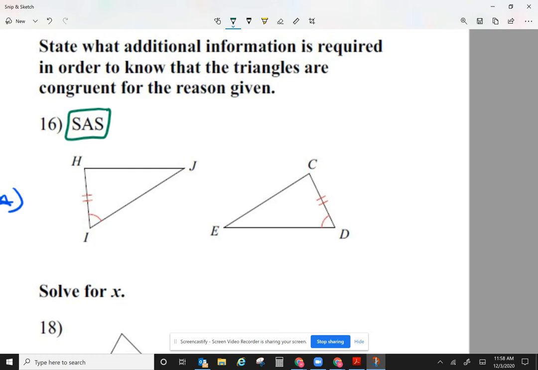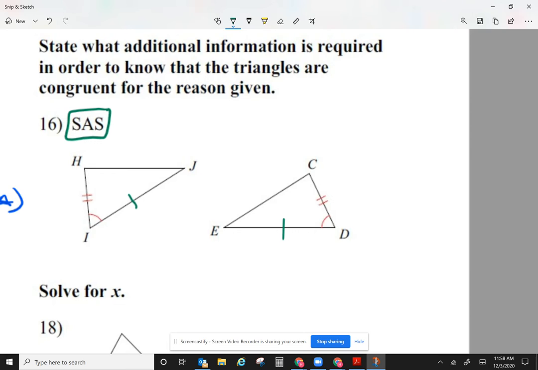If there's a side used by both triangles, just mark it. You don't need that one. That's already given. If the angles make an X, just mark it. That one's given. Now, in this case, remember, I need two sides and the angle in between. From the triangle on the left, the side that I'm missing is this side, right? That's what will make it side, angle, side. Looking at the second triangle, the side that I'm missing is this one.